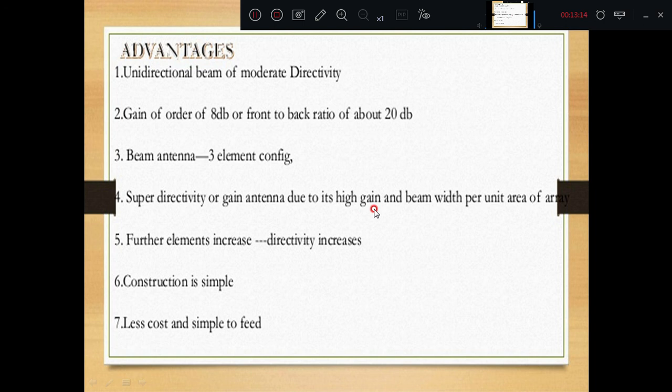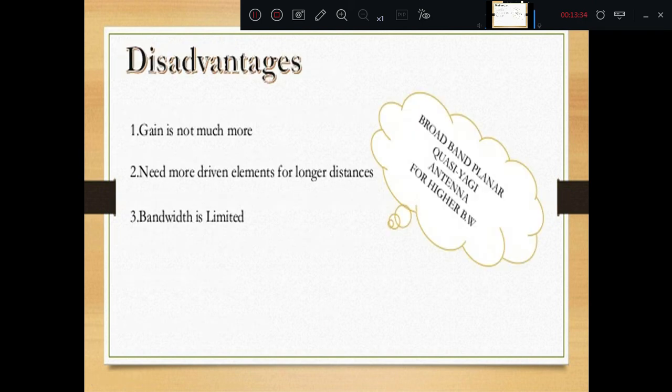It is a super directivity or high gain antenna due to its high gain and beam width per unit area of the array. As the elements increase, the directivity also increases. The construction is simple, low cost and simple to handle. So these are some advantages. Coming to the disadvantages, gain is not very high. It needs more driven elements for longer distance, and bandwidth is limited.